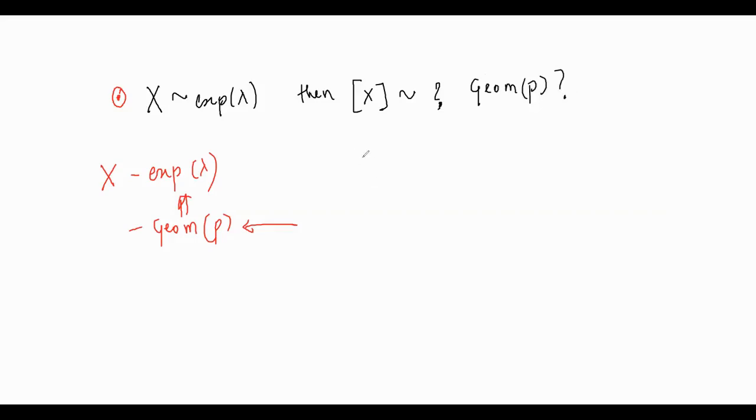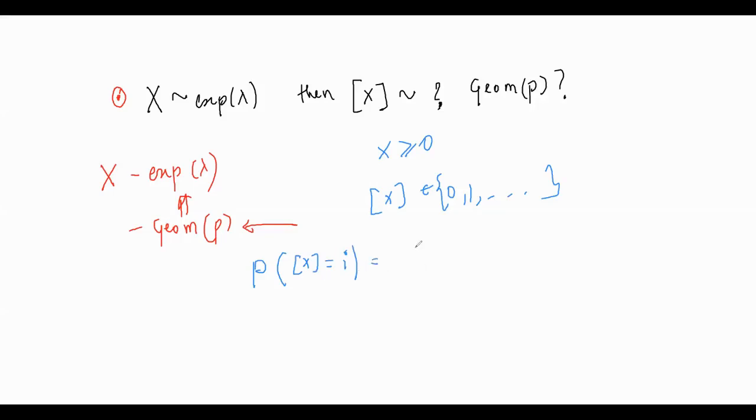Essentially, since x takes values greater than or equal to 0, floor of x takes values in 0, 1, 2, 3, like the whole set of natural numbers union 0. So now observe that, let's try to compute the probability that floor of x is equal to i.